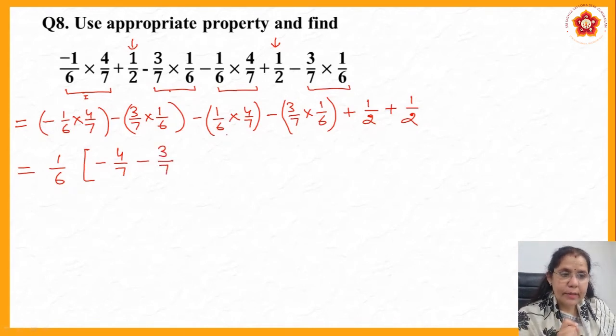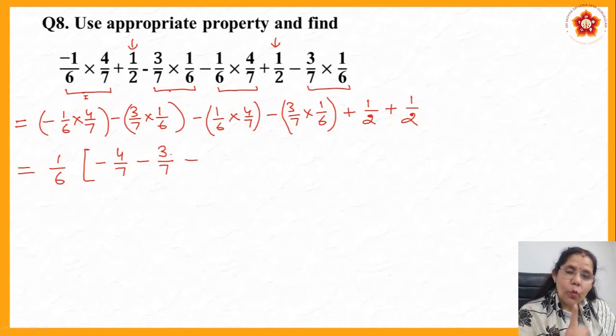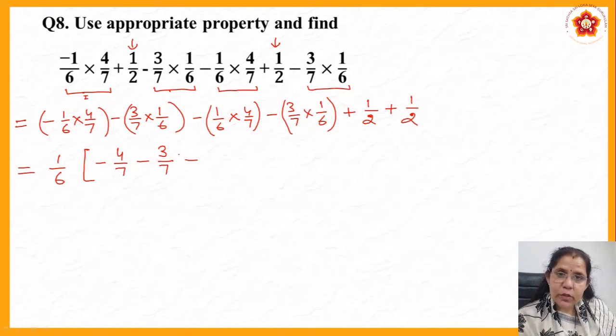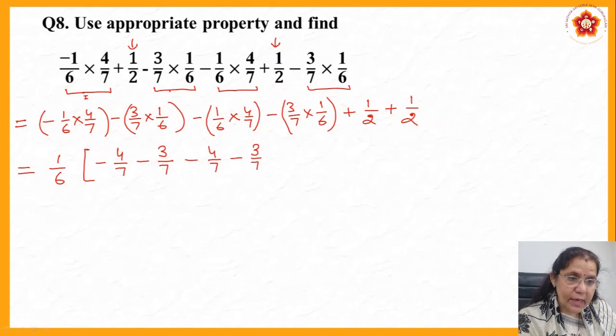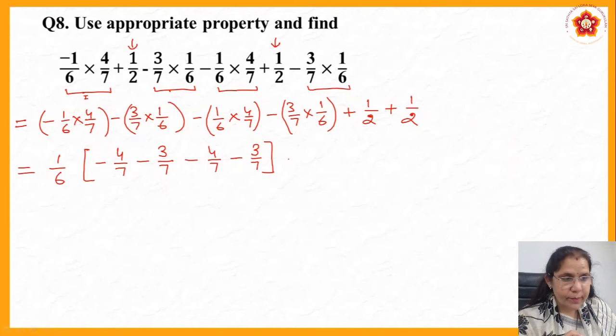Look at the third bracket. 1 upon 6 has been taken out. There is this negative sign here. What is left behind if 1 upon 6 is hidden? 4 upon 7 is here. And in the fourth bracket, 1 upon 6, if it goes out and we hide it, we are left with 3 upon 7 and the subtraction sign has to be put before it.